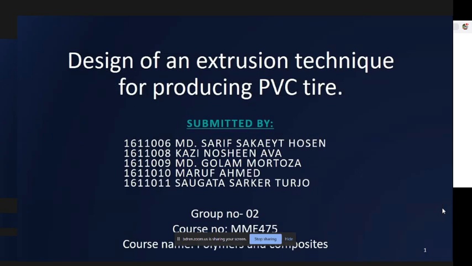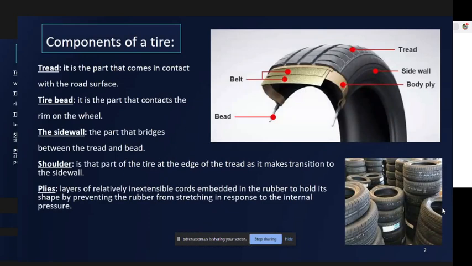Assalamu alaikum. I'm Maruf Ahmed, Role 10. My presentation topic is design of an extrusion technique for producing PVC tire. My group members are 6, 8, 9, 10, and 11. In the next slide, first I will discuss about the components of tire.